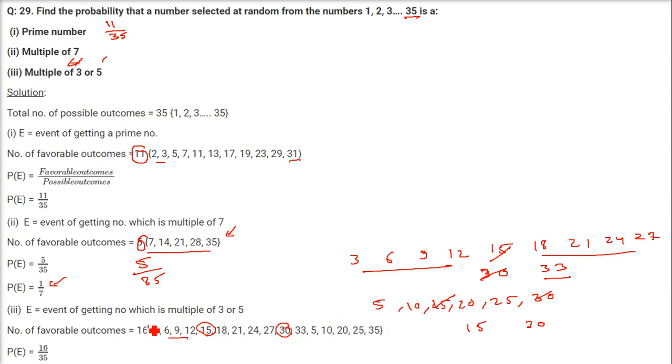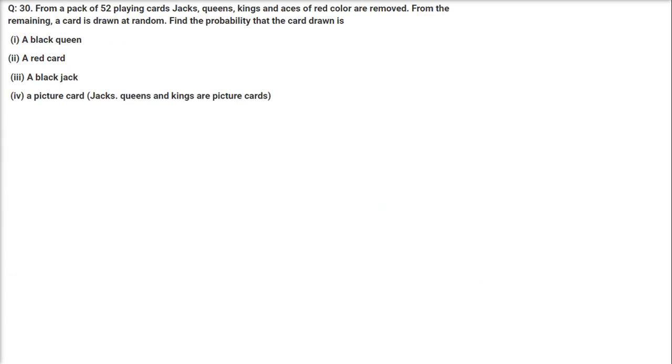So how many numbers are there? Count this. It is going to be 16. So 16 is the count of multiples of 3 or 5. We have combined these two tables, which is why we have taken the common numbers only once and combined these in one set. It will be 16 numbers in all, and of course we have 35 as the total possible outcomes. So 16 by 35 is the probability of a multiple of 3 or 5.